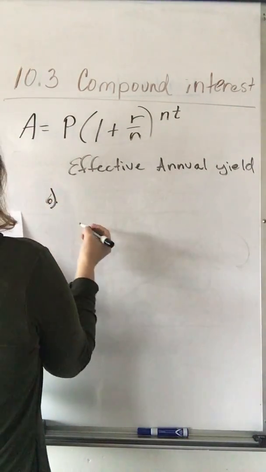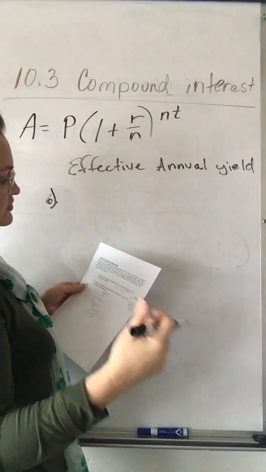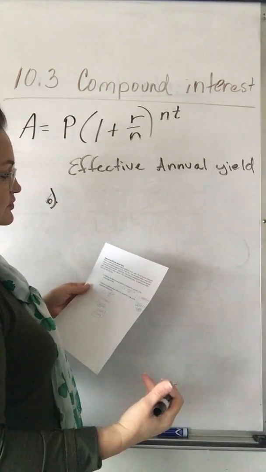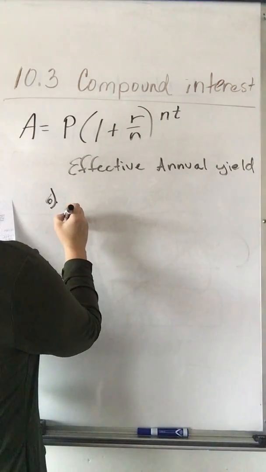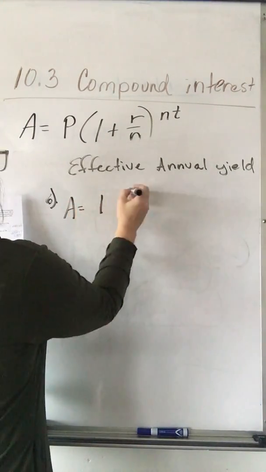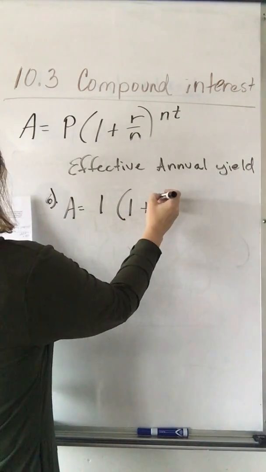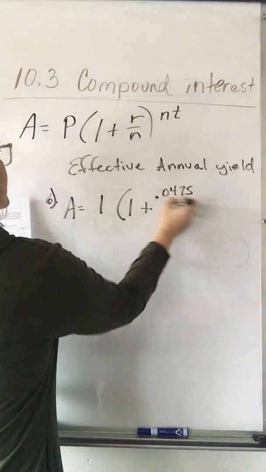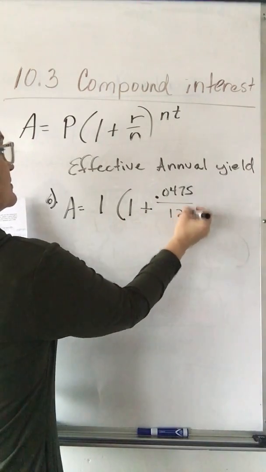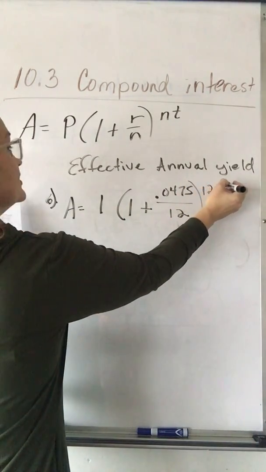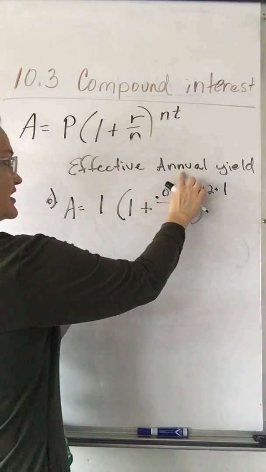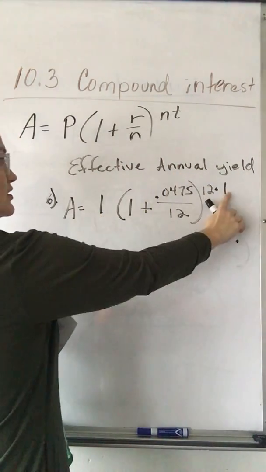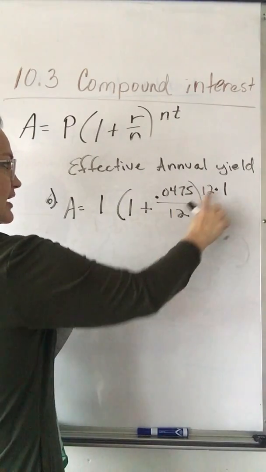So looking at number 6, it says determine the effective annual yield for $1 invested for 1 year at 4.75% compounded monthly. So A will equal $1 for our principal. The rate, they do need to tell you that. And how it's compounded, this one's monthly, so we'll use a 12. And we leave it in there for 1 year. So that's how we do all these calculations. If it says effective annual yield, you use $1 for 1 year. Fill in your rate and how it's compounded.